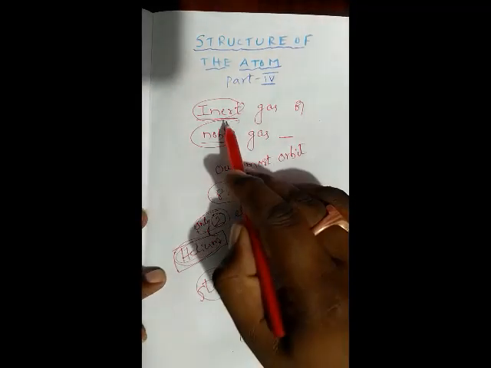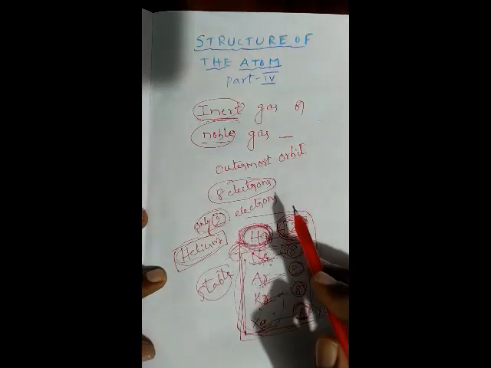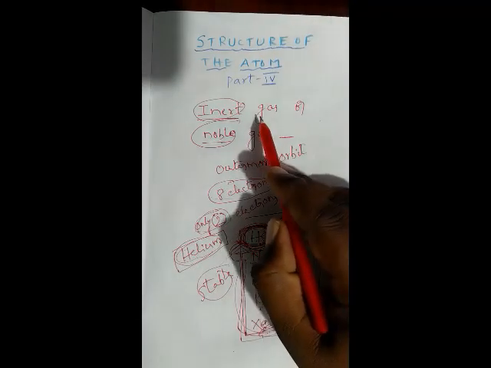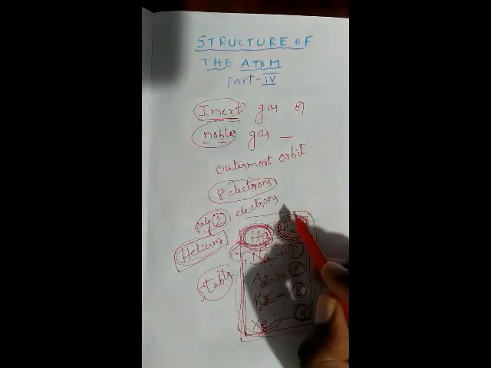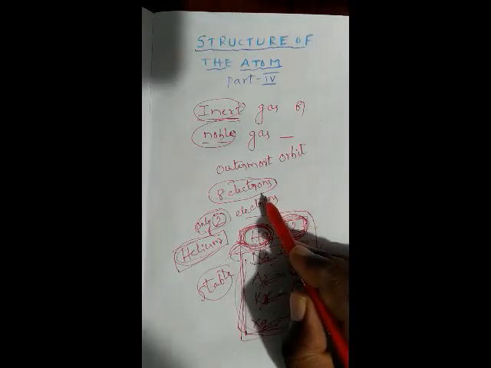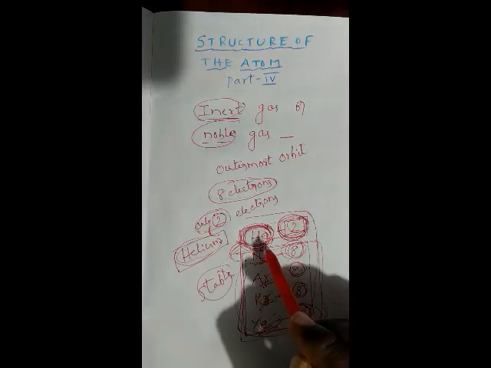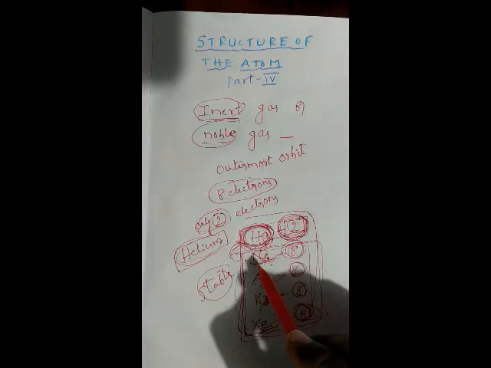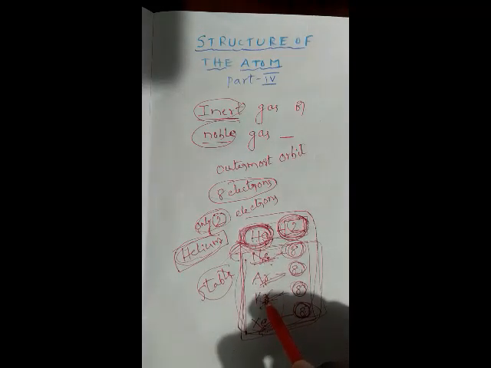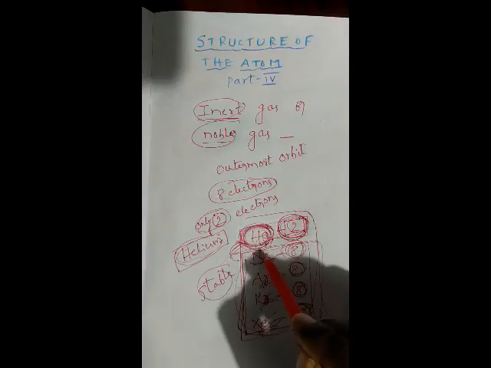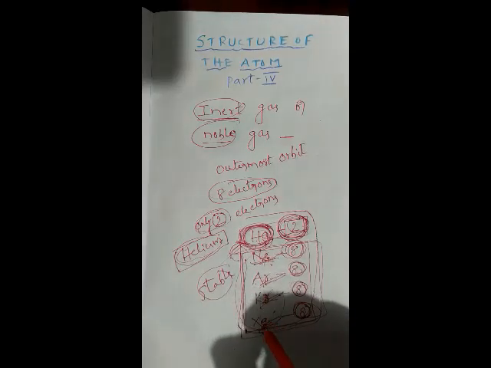In this topic, inert gases or noble gases. Inert gases are nothing but the atoms which contain 8 electrons in the outermost orbit. And here the inert gases are helium, neon, argon, krypton, xenon.